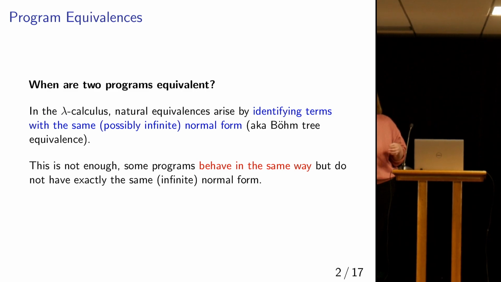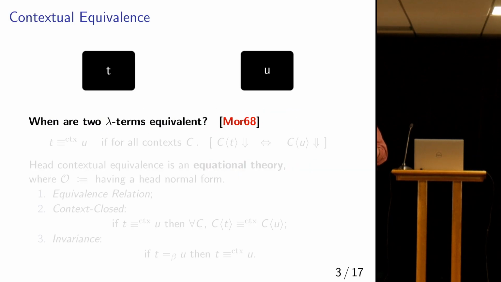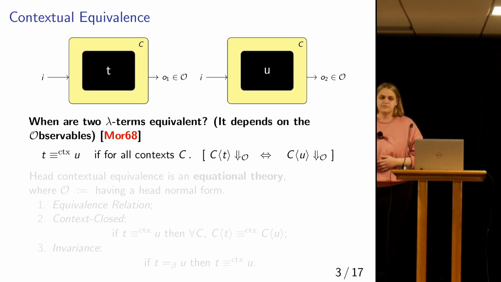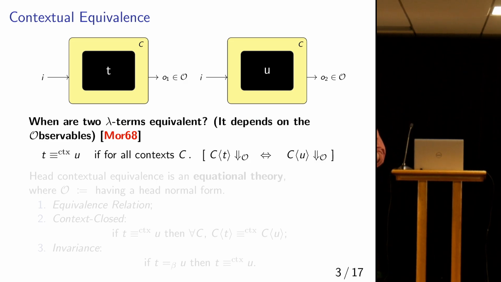There are some programs that behave in the same way, but do not have exactly the same normal form, the same infinite normal form. So to deal with these, we have the notion of contextual equivalence that tells us when two programs are equivalent. So T and U are equivalent if in every context they behave in the same way. And what I mean by behaving in the same way is that they reduce to unobservable. So this notion of contextual equivalence really depends on what you want to observe.